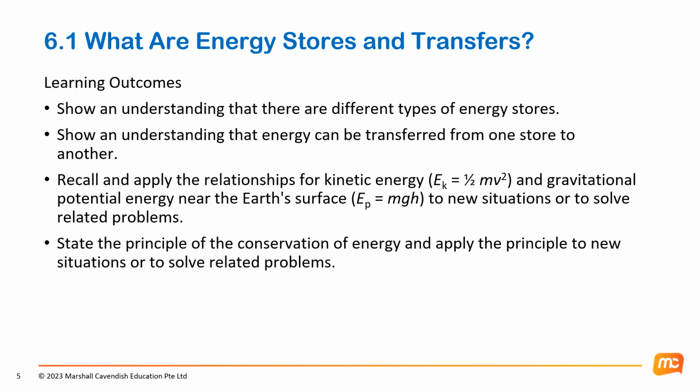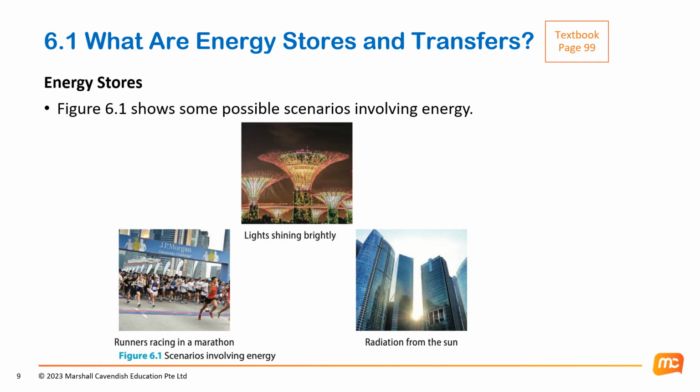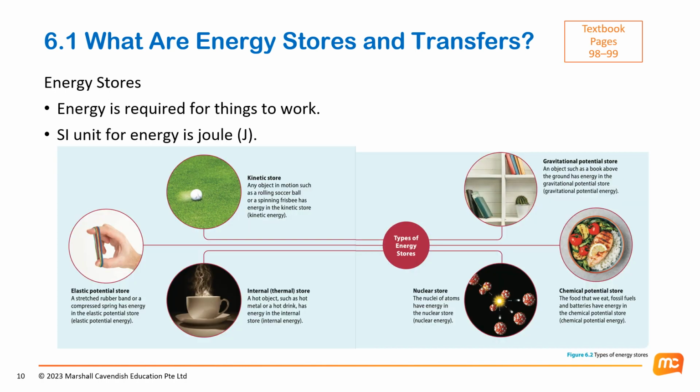So let's start off with some possible scenarios involving energy. You see over here three different scenarios where energy is involved, whether they are being transferred from one store to another store, one object to another object. Energy is required for things to work, and the SI unit for energy is joule. In this chapter, we are going to learn about six different energy stores.